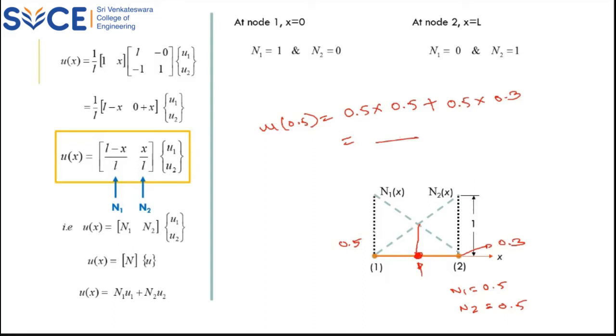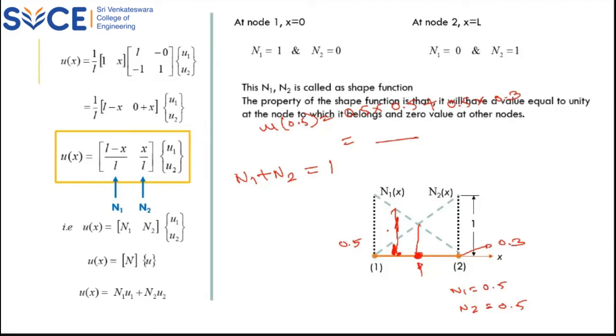Right? So this is the displacement at the center point, the middle point in between these two. Similarly, if I take some other point, this will be 0.3 and this will be 0.7, whatever it is. Another property is that if I add n1 plus n2, you should always get 1. This helps a lot to identify the values in between. That is the main thing.